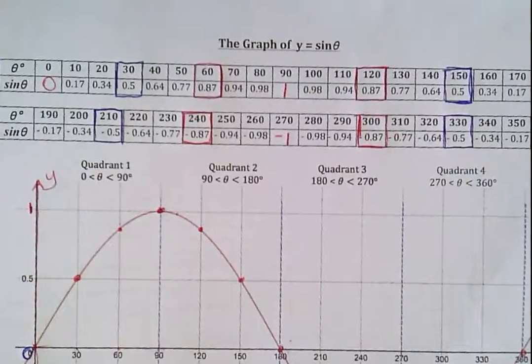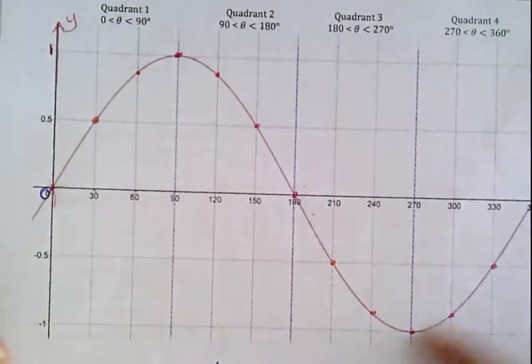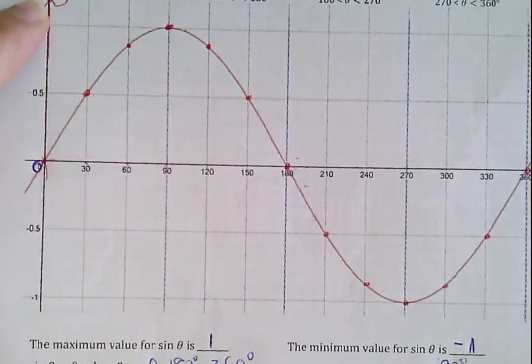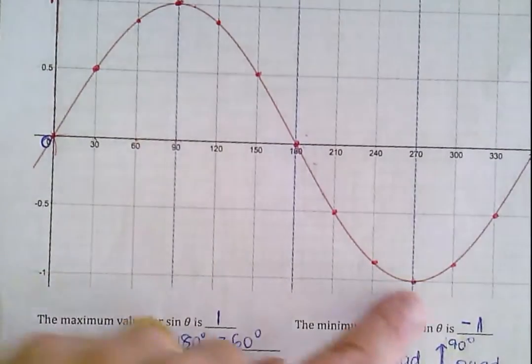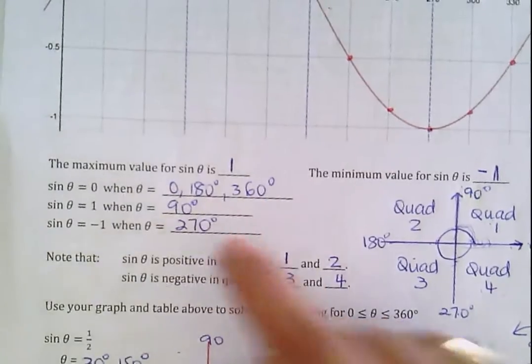This is a continuation of the worksheet, the graph y equals sine x. We looked at the shape of the graph. We looked at the maximum value of the graph, which was 1. The minimum value of the graph was -1. We looked at what values of theta that occurred for.